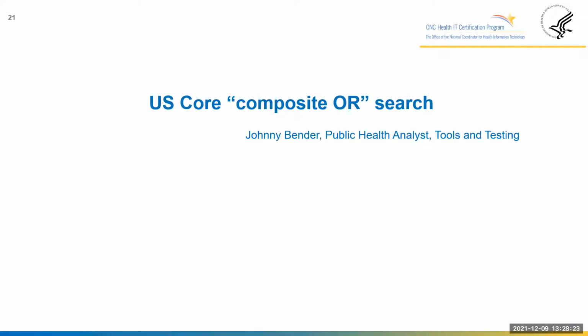I'm Johnny Bender. I'm with the Tools and Testing branch, and I work with Keith Carlson and Scott Bohan, primarily on the G10 certification criterion. And I'm also the SME for the public health certification criteria F1 through F7. And so today we're going to be talking about another inquiry we received that we provided a resolution on. And this is the US Core composite OR search. We can go to the next slide.